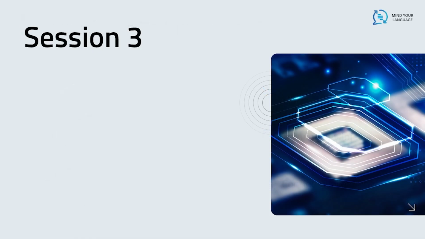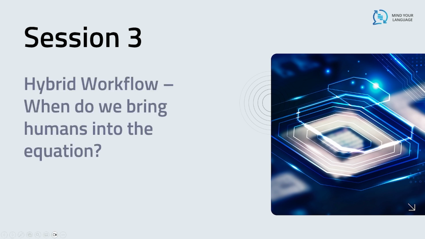Now let's talk about when and why it is important to integrate humans into this process, into what MYL calls our hybrid translation workflow. MYL's custom AI models can get you close to a perfect translation, but for almost all published content, the final touches can make all the difference in the world. This is why the most effective translation strategy today is not AI alone and not human translation alone. It is a combination of both.